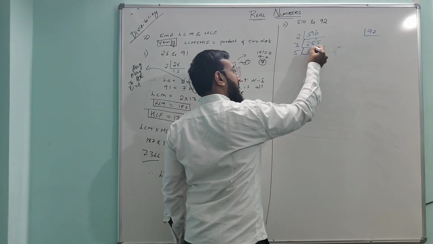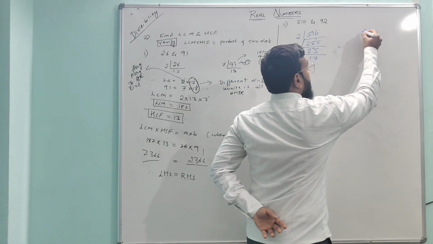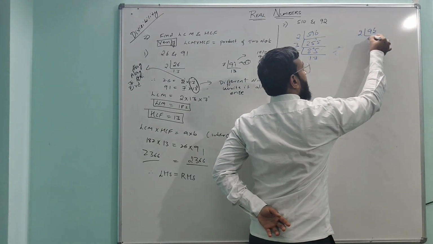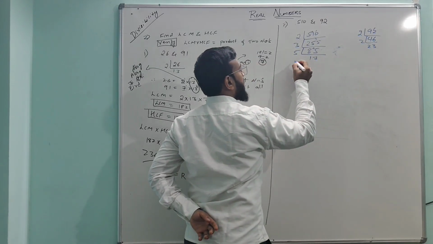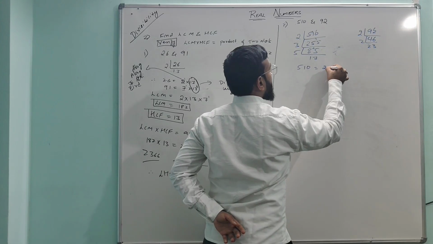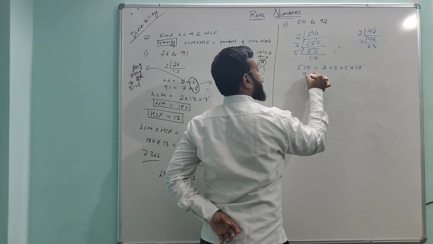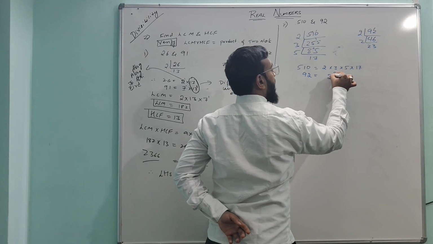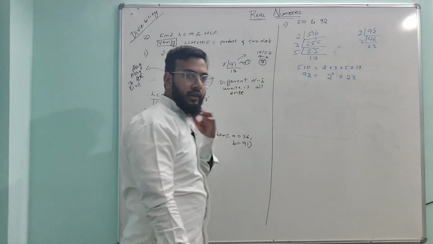5 1s are 5. बचा कितना? 3. 5 7s are 35. और इसको सॉल्व करेंगे. 2 4s are 8, 1 carry, 2 6s are 12. 2 2s are 4. 2 3s are 6. 23 is a prime number. So what are the factors? 2 into 3 into 5 into 17. What are these factors? 92 is 2 square into 23. Can I write like this? 2 power 2 into 23.